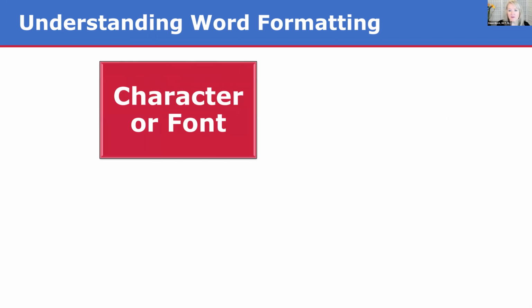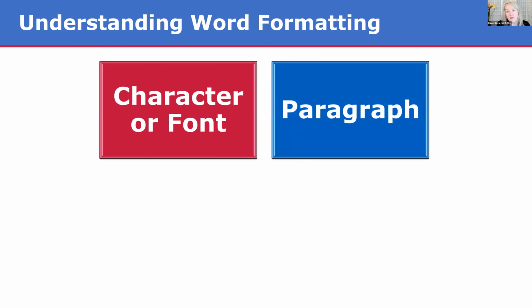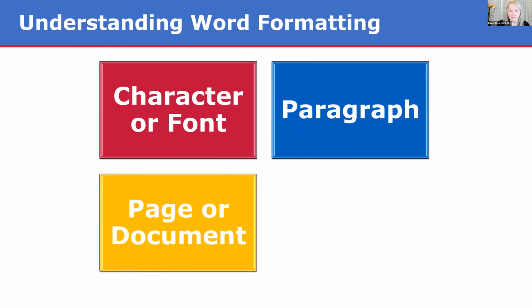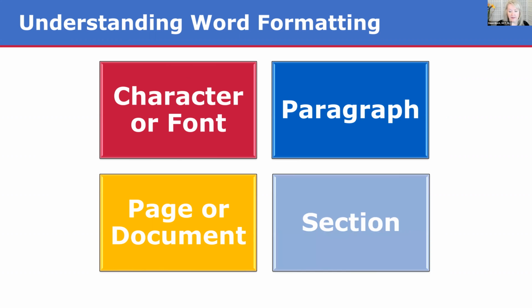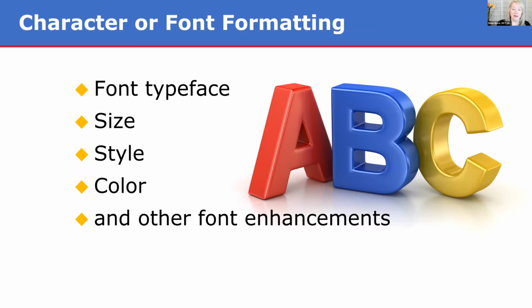It's broken into 4 major categories: character or font formatting, which I'll touch on in more detail in just a moment, paragraph formatting, page or document, and section formatting. Our character or font formatting is something that we're pretty familiar with. This is where we can change the size and style of fonts, color, and other enhancements, things like underline and italics.